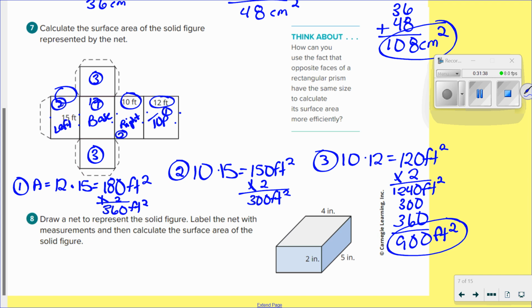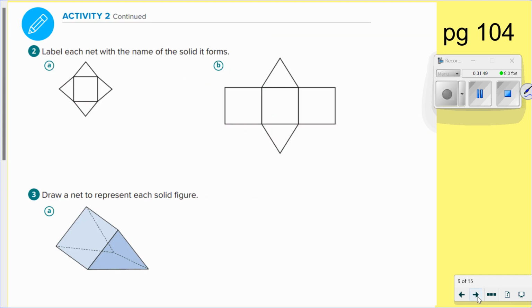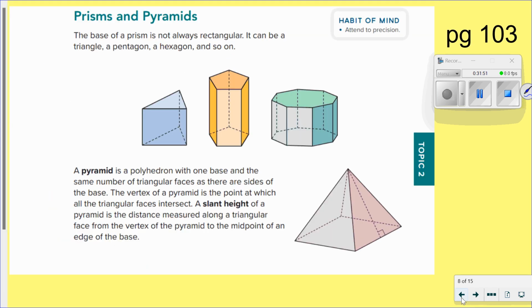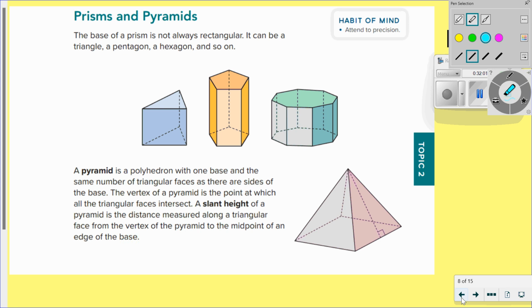All right, we're going to skip number 8, and we're going to move on to the next page because it is very important. We're going to page 103. We're going to add a couple notes, but we did have a couple definitions that we need to throw in here first. So like highlighters.